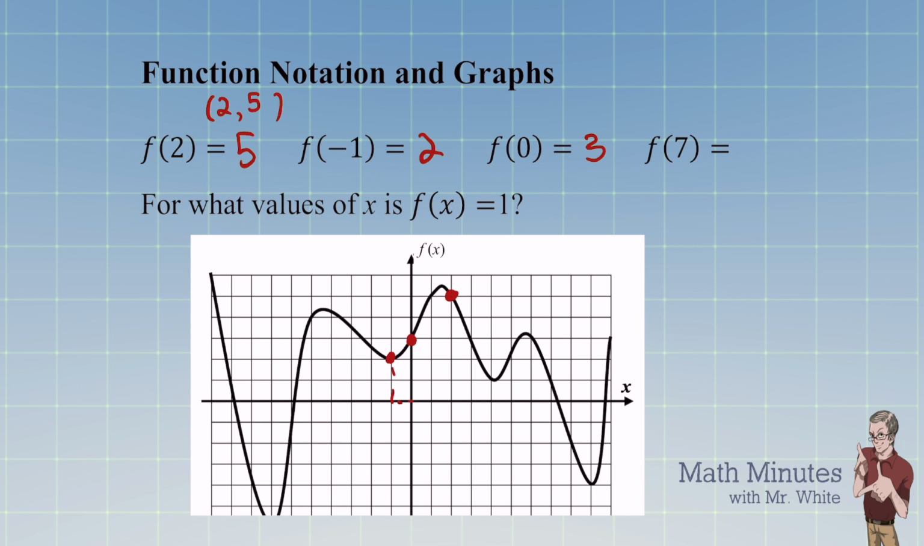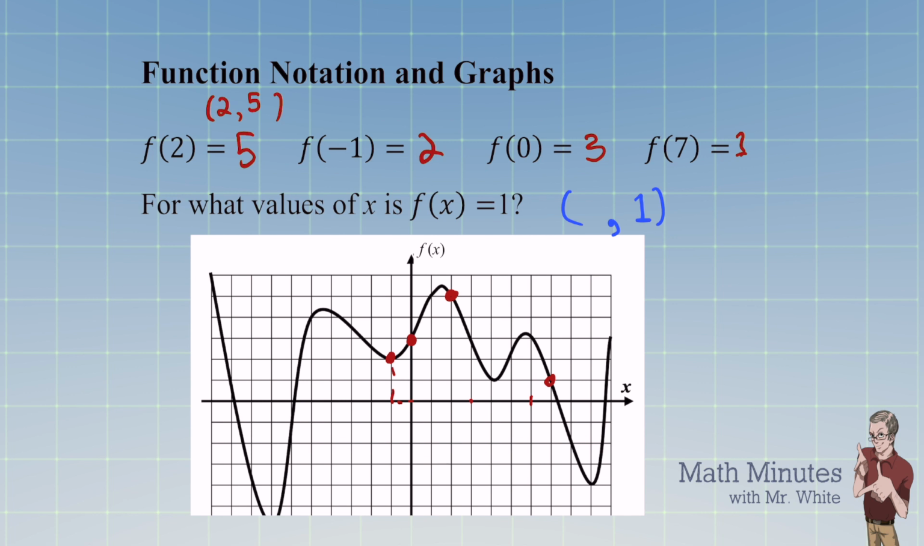f of 7, let's go. There's 3, 7 would be right here. That would be a 1. Okay, for what values of x is f of x equal 1? See, now this is tricky, folks. This is where the y value is 1, and we're asking what x values satisfy that.